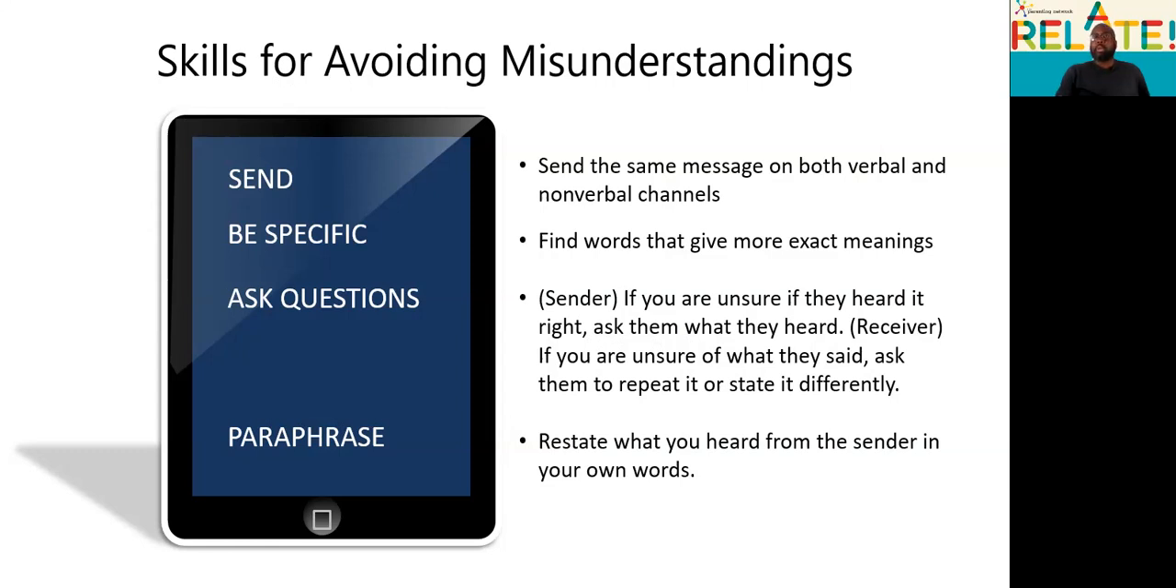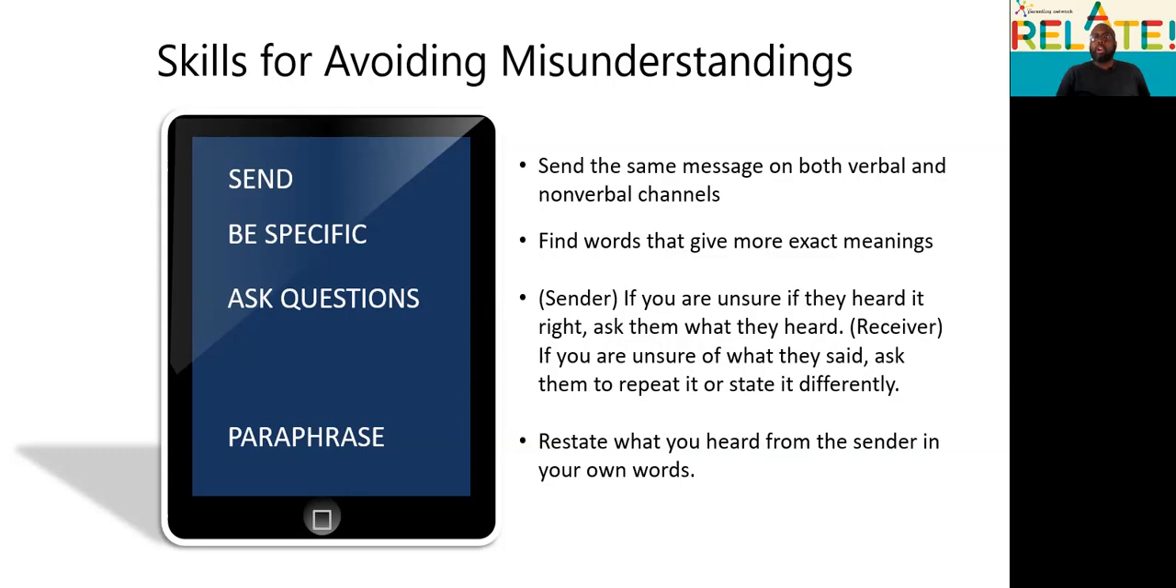The next skill is that the sender, if you are unsure if they heard it right, can ask them what you said. And the receiver, if you are unsure of what they said, can ask them to repeat it or state it differently. That's a very important skill to learn, that sometimes we do want to ask, did you hear what I was saying? Or how did you hear what I was saying? Doing it in a respectful manner makes a big difference, right? So again, the body language and tone that we use in conversation is so important.